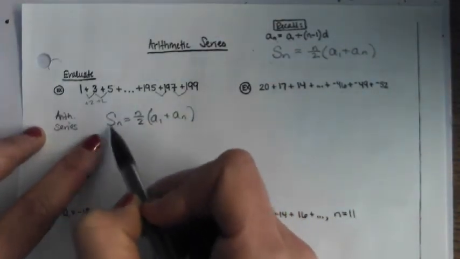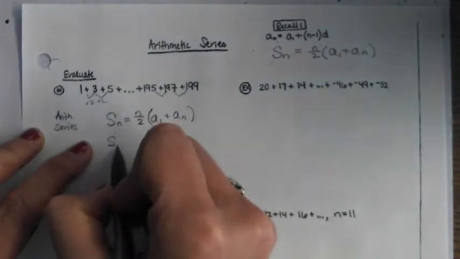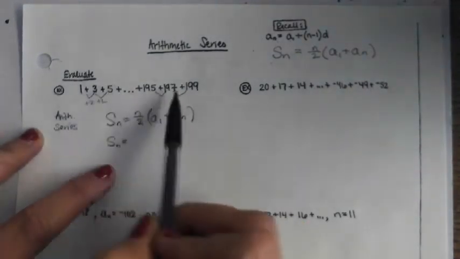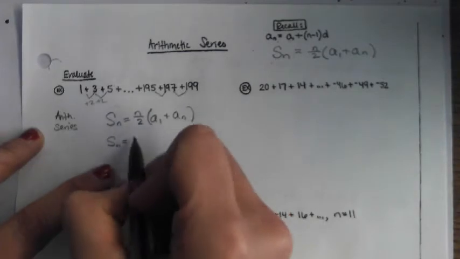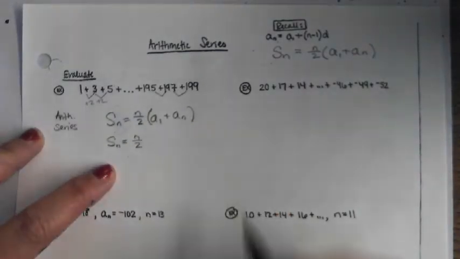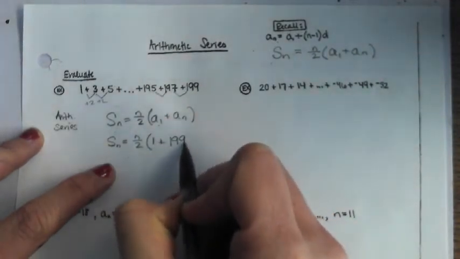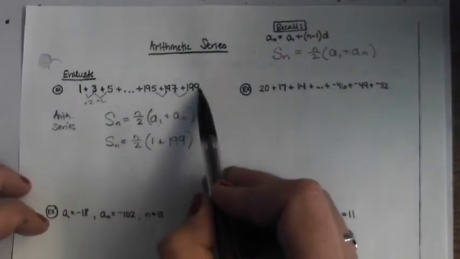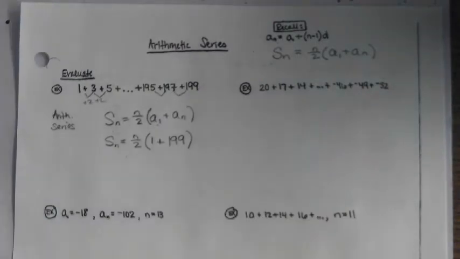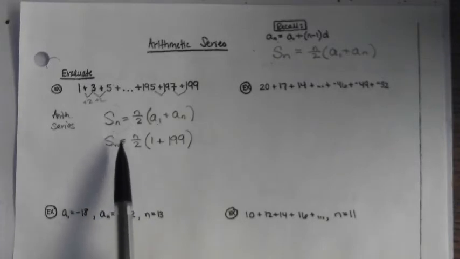I'm looking for my series total, so I don't know S sub n. I also don't, at the moment, know how many terms are here. My first term I do know is 1, and my last term I do know is 199. I know this is my last term, but I don't know if it's my 50th term or my 70th term or what. So I have two unknown pieces of information, which is my indication that I have to go back to my sequence formula and figure out what's missing, which is going to be the n.